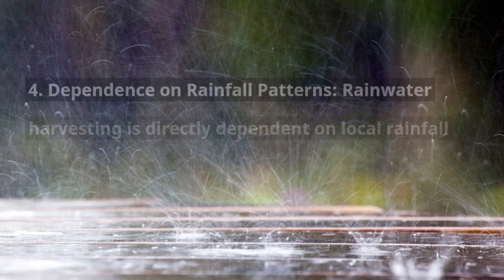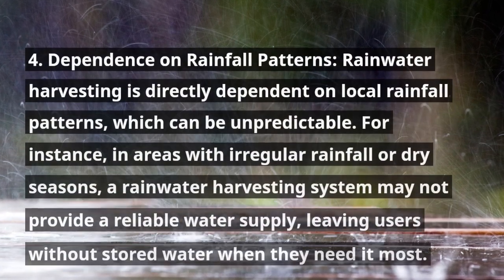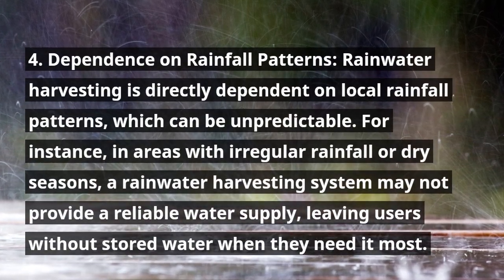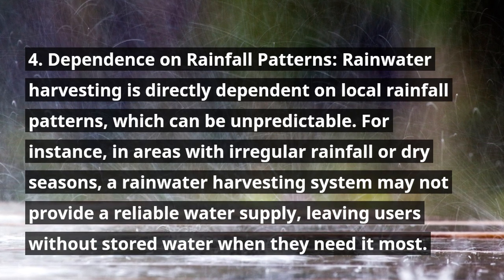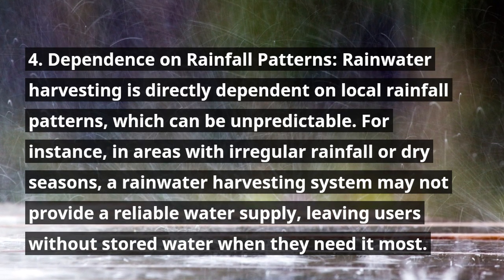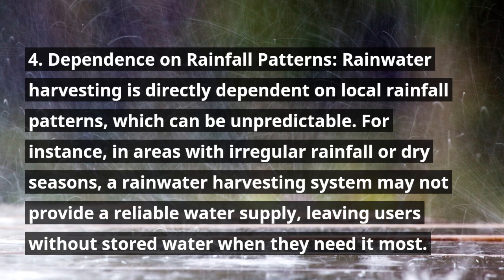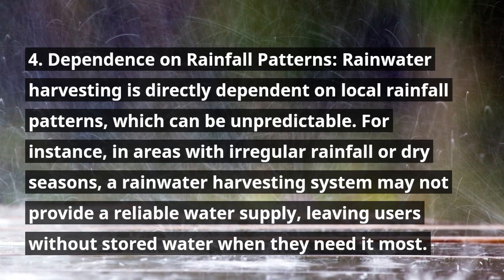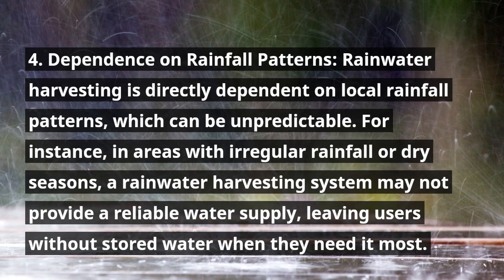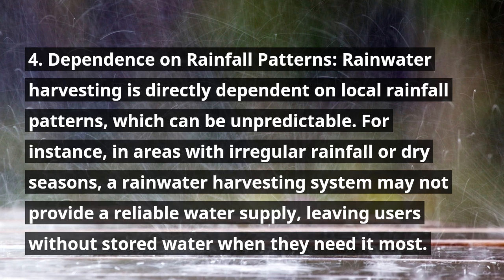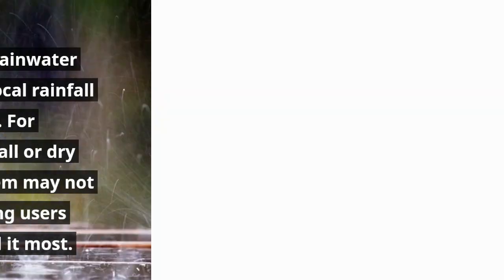4. Dependence on rainfall patterns. Rainwater harvesting is directly dependent on local rainfall patterns, which can be unpredictable. For instance, in areas with irregular rainfall or dry seasons, a rainwater harvesting system may not provide a reliable water supply, leaving users without stored water when they need it most.